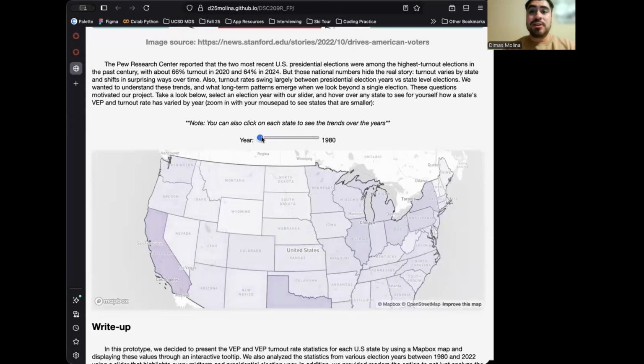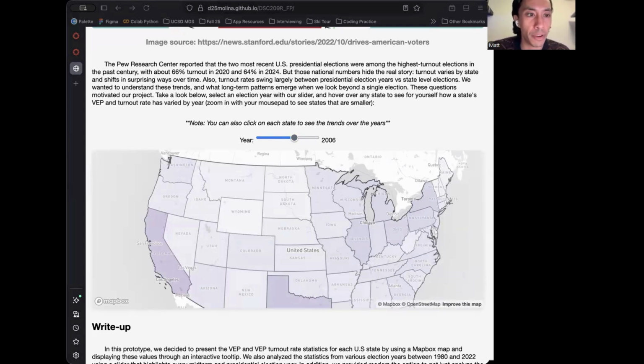Also, turnout rates swing largely between presidential election years and state level elections. We want to understand these trends and what long-term patterns emerge when we look beyond a single election. These questions motivated our project. Our visualization explores U.S. voter turnout through two dimensions: voter eligible population and turnout rate from 1980 through 2022.